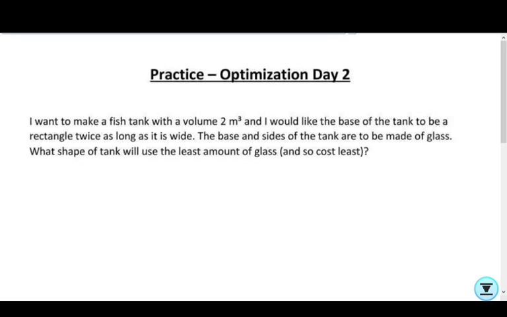So I want to make a fish tank with a volume of 2 cubic meters, and I would like the base of the tank to be a rectangle twice as long as it is wide. The base and the sides of the tank are to be made of glass, so all the sides are made of glass. What shape of the tank will use the least amount of glass and so cost the least?